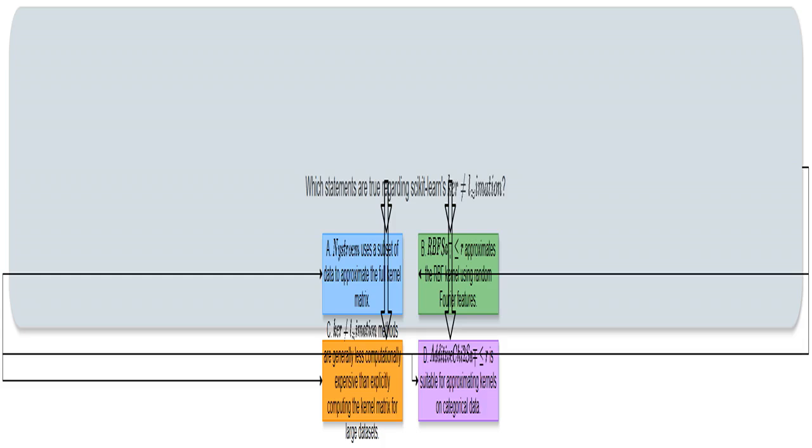This question asks you to identify the correct statements about how scikit-learn handles kernel approximation, specifically focusing on Nystrom, RBF sampler, and additive Chi2 sampler. It's all about efficiency. When dealing with massive datasets, directly calculating the kernel matrix becomes computationally expensive. These methods offer faster alternatives.